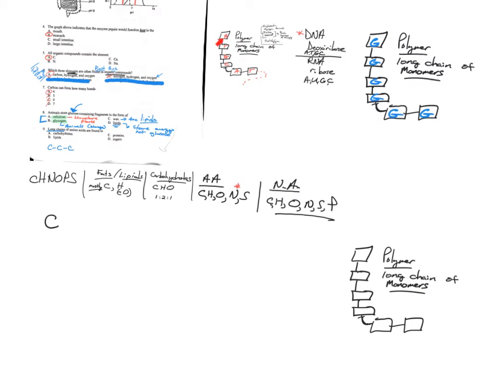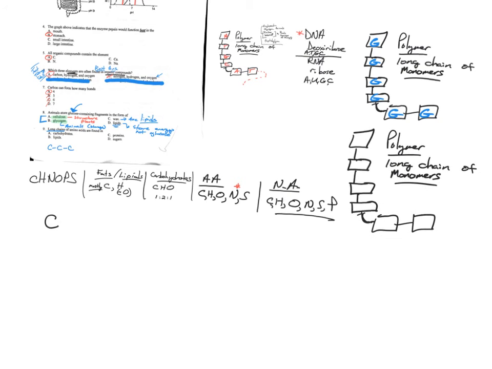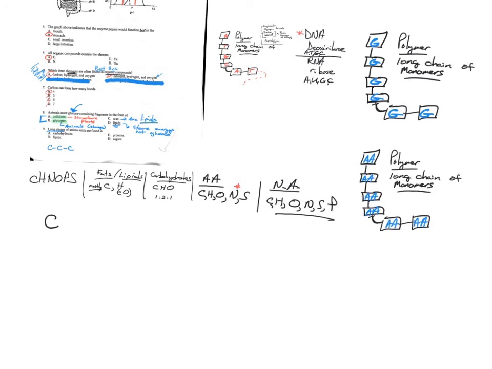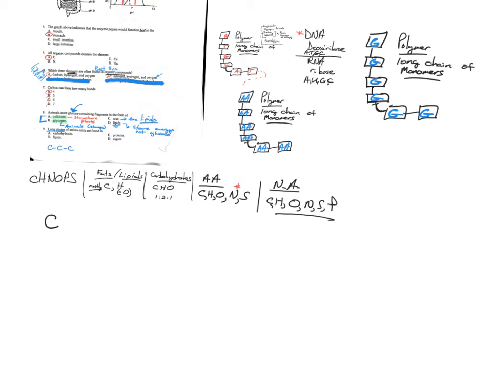If the monomer is a nucleic acid, then it's either DNA or RNA, right? If there's a T, you know it's DNA. Now, if this polymer is an amino acid, those have an amino side and a carboxylic acid side, and then there's a side chain, the R group, right? If there's a bunch of amino acids connected together, what do we call that? Well, that would be called a protein.